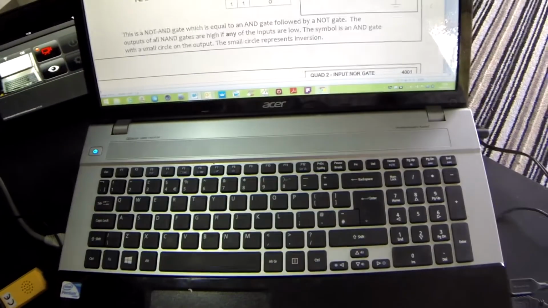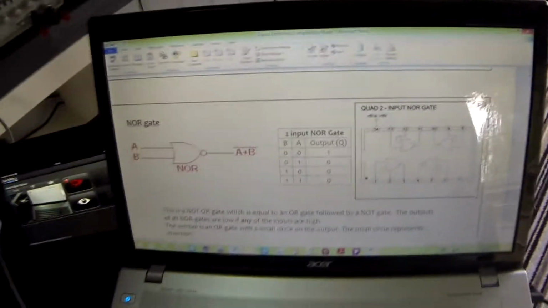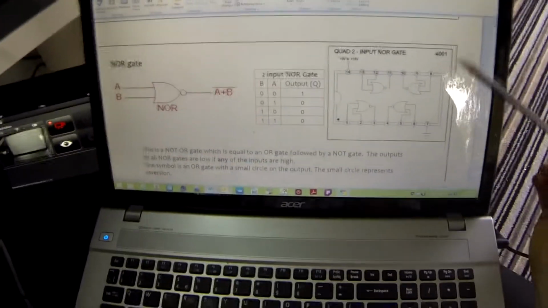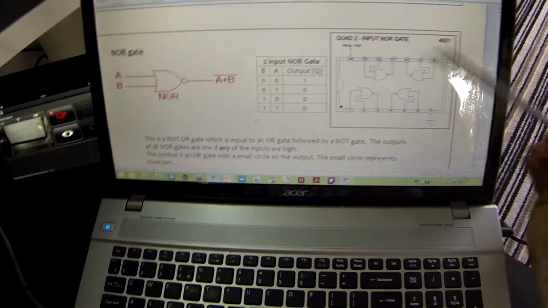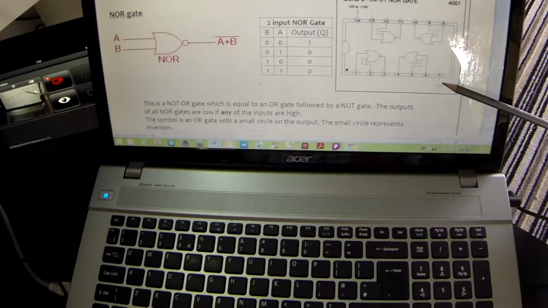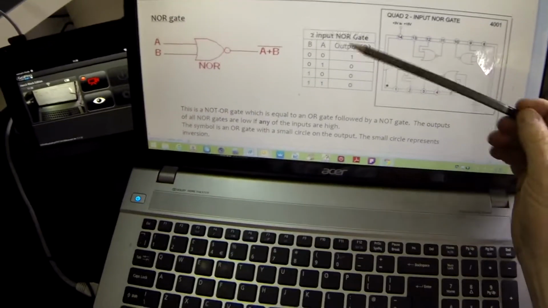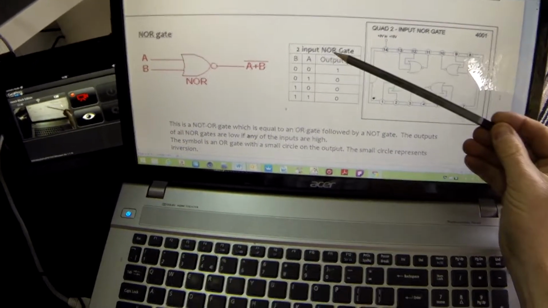Moving on. Now we're going to be looking at a 2-input NOR gate, a 4001. Power is all the same. So this is not an OR gate.